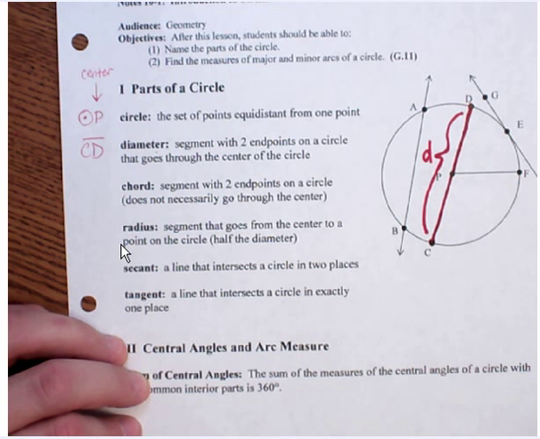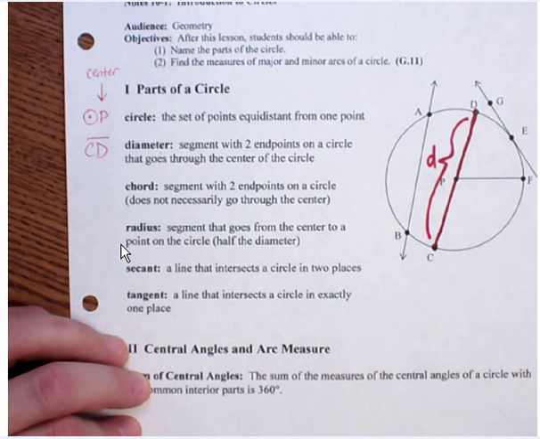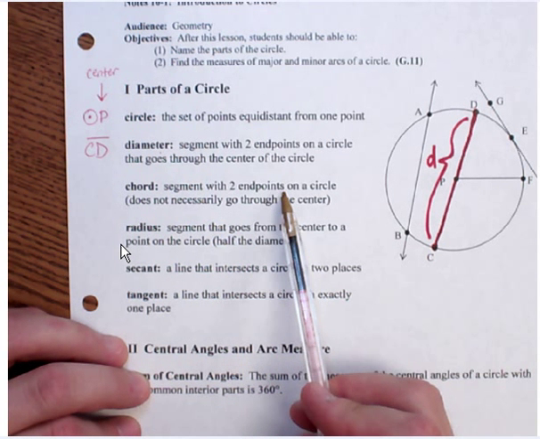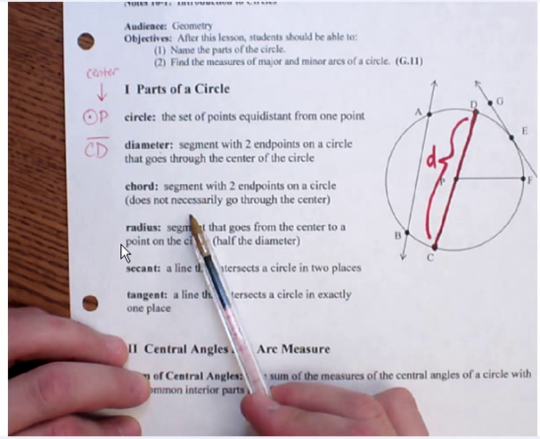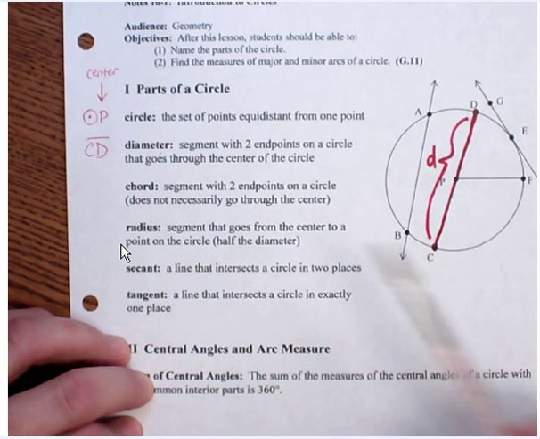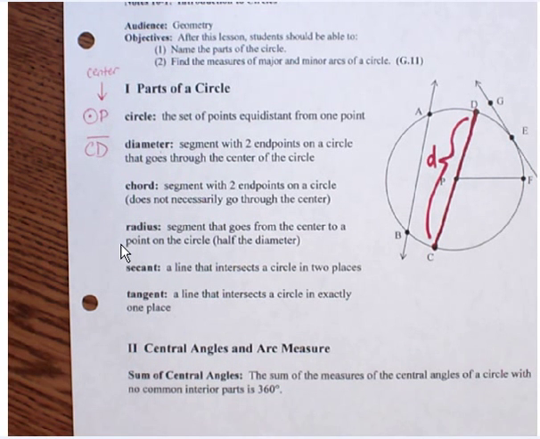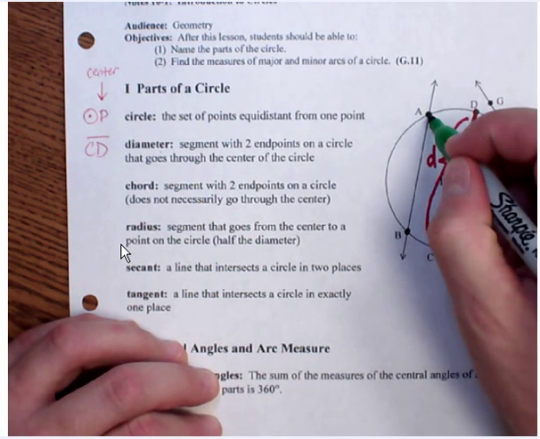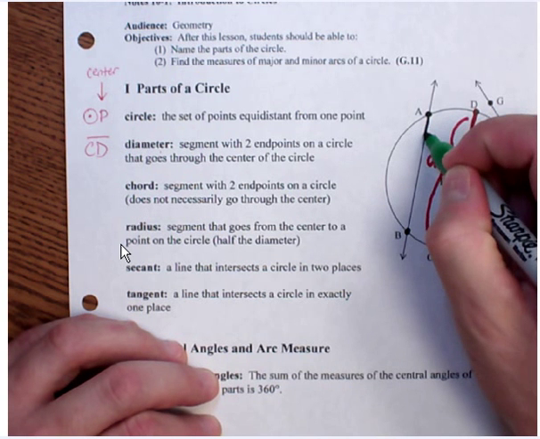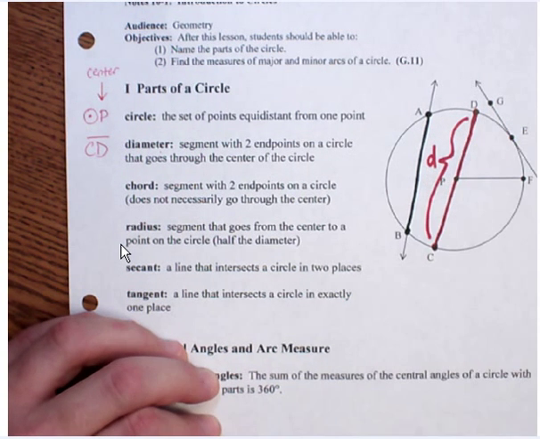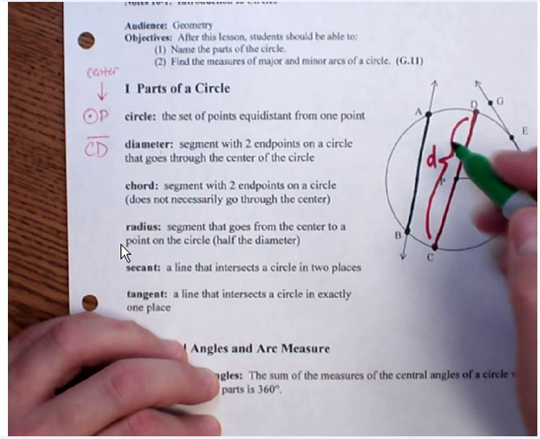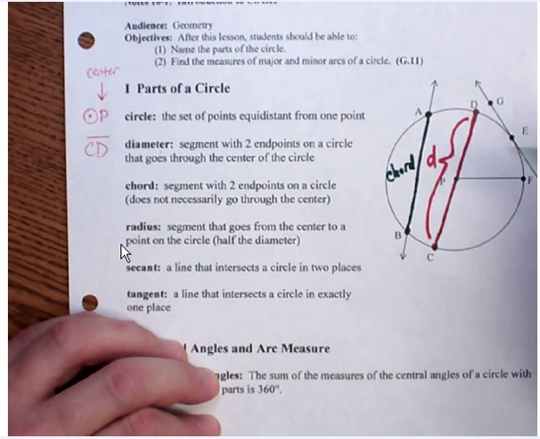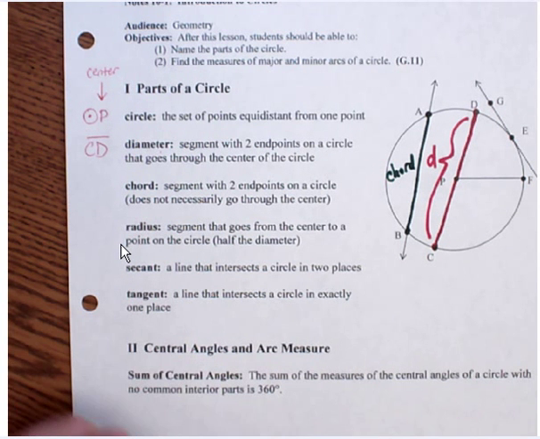Now, another type of segment is called a chord. A chord is a segment with two endpoints on the circle, but it doesn't necessarily go through the center. So if you look at your picture, you have AB has two endpoints. Both of these are on the circle, and then the segment between them that connects those, that is what we call a chord. All right, so that's a chord right there.